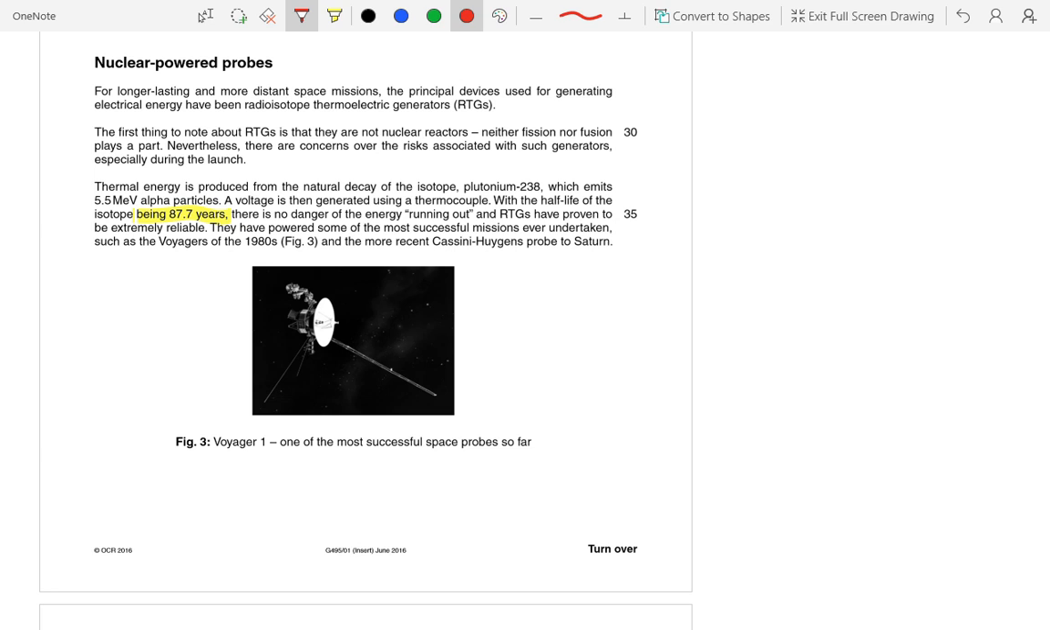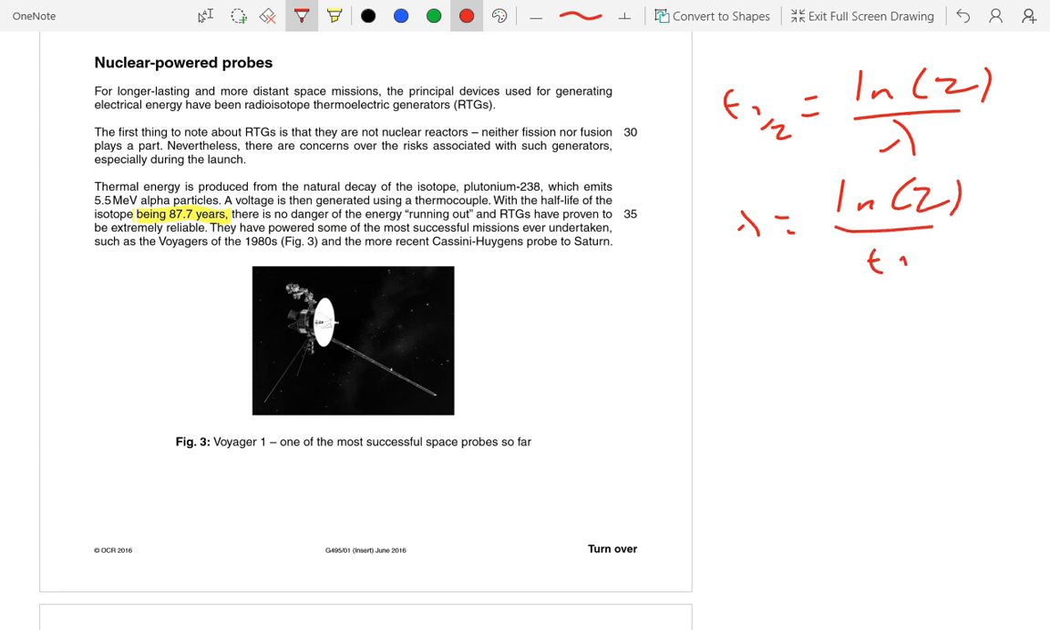But what we do know with half-life is T half equals ln 2 over lambda, not gamma, lambda. So lambda equals ln 2, natural log of 2, over T half. So then you can work out what lambda, the decay constant, is.